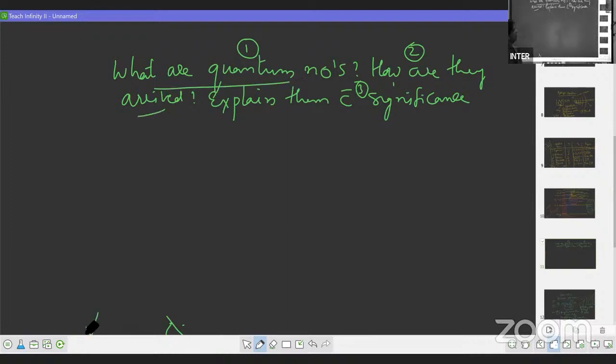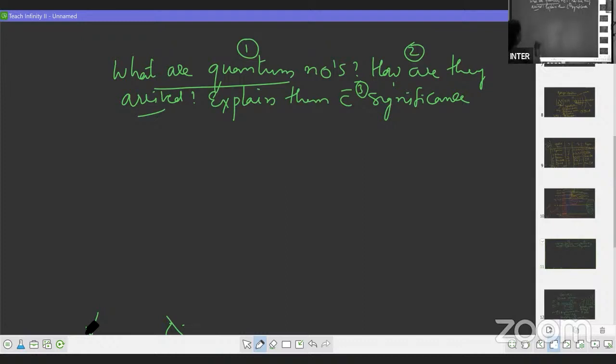So these two parts will come under the introduction. What are quantum numbers? The numbers which give the complete explanation about the atom, like the energy of the electron, size of the orbits, number of electrons in the orbits, orientation of the orbitals, number of suborbitals. All those things, the numbers which explain them, are called quantum numbers.